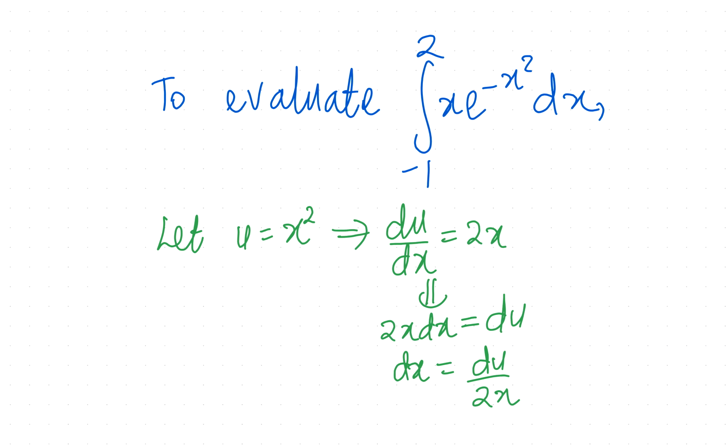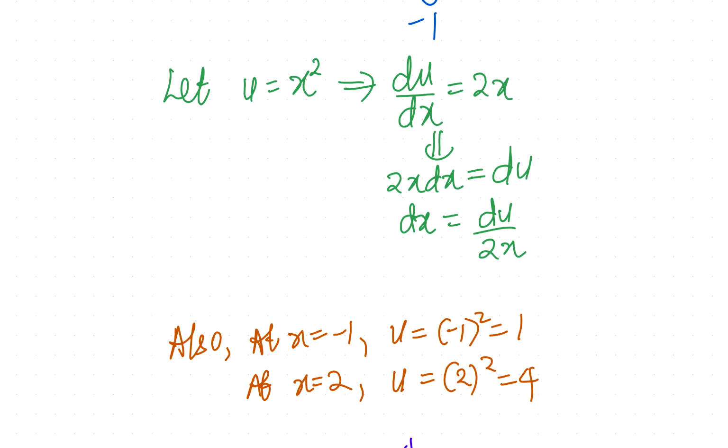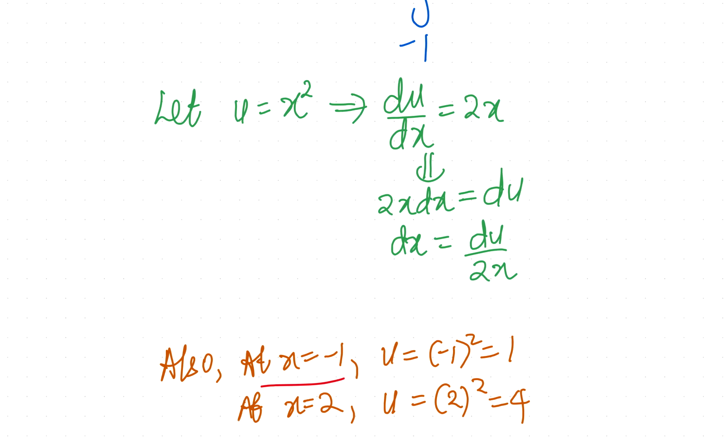So at x equals -1, since you already said that u is x squared, u equals -1 squared, which is 1. Then at x equals 2, u is equal to x squared, that is 2 squared, which is 4. So it means that the integral now is going to be from 1 to 4.